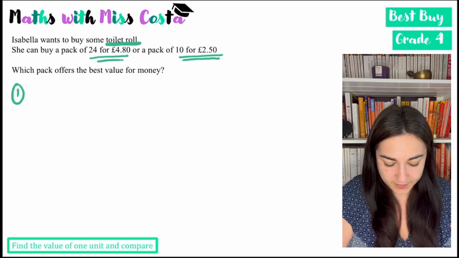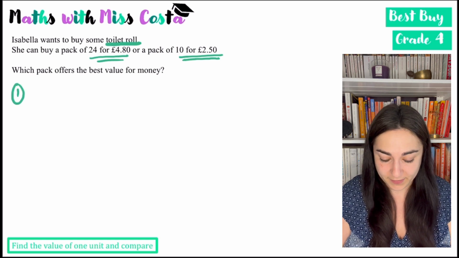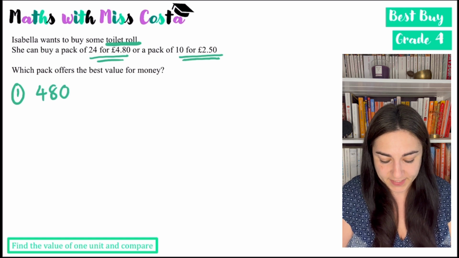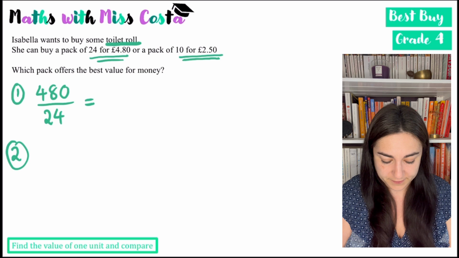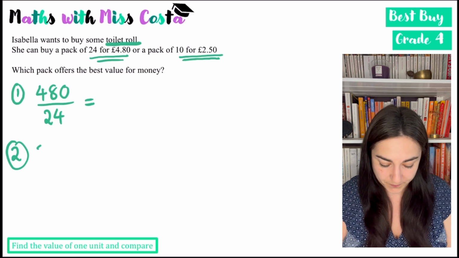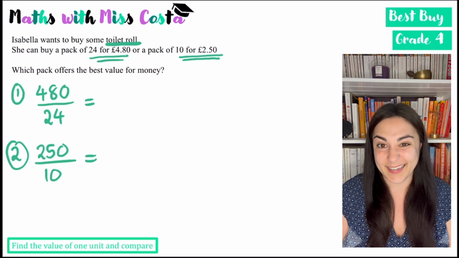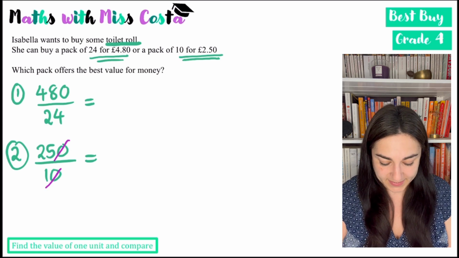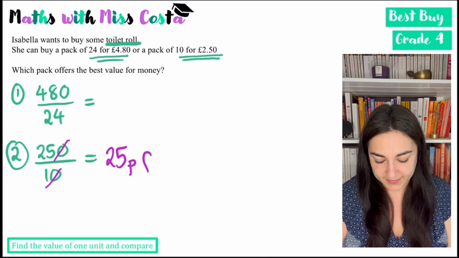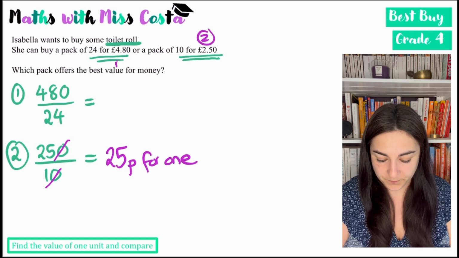So for pack 1, she can buy 24 rolls for £4.80. So if I turn that into pence, I can do 480 divided by 24 to figure out the cost of one toilet roll. And similarly, £2.50 is 250 pence, and divided by 10 gives me the cost of one. So let's start with the easiest one. Divide by 10, that's 25 pence for one toilet roll. And that's from pack 2.